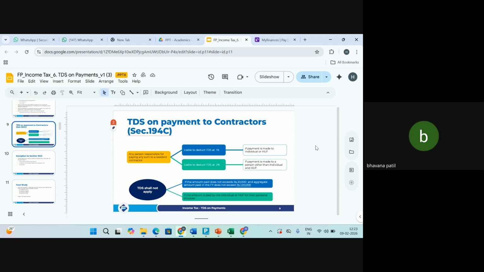Yes, that is the thing. They are liable to deduct the TDS at 1%. Here you can see the liability to deduct TDS. Just take it as an example: if you stay in a rental house, you have borrowed the rental house, you'll be the tenant and the owner will be the vendor, and you will be going to pay him.